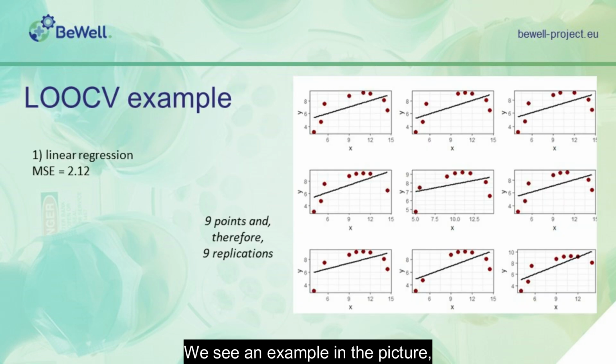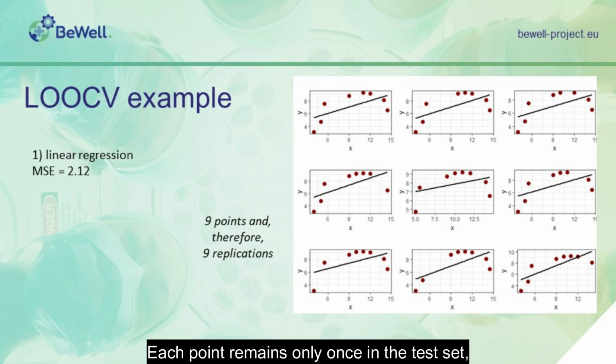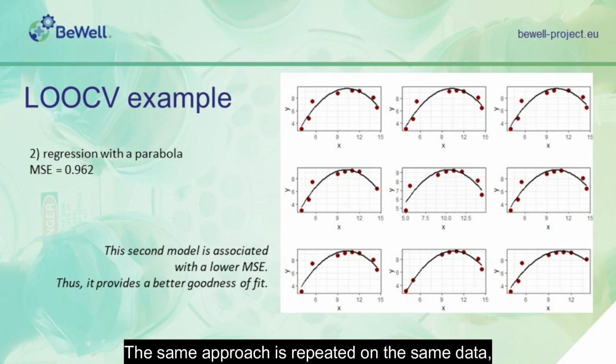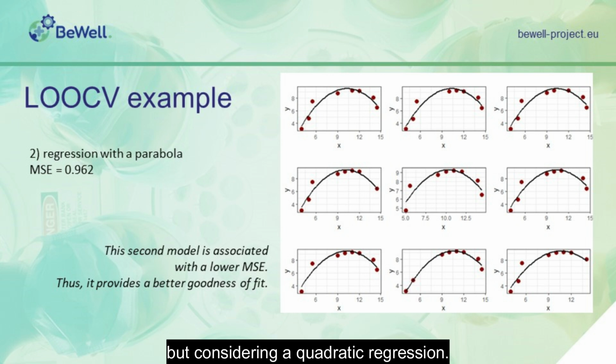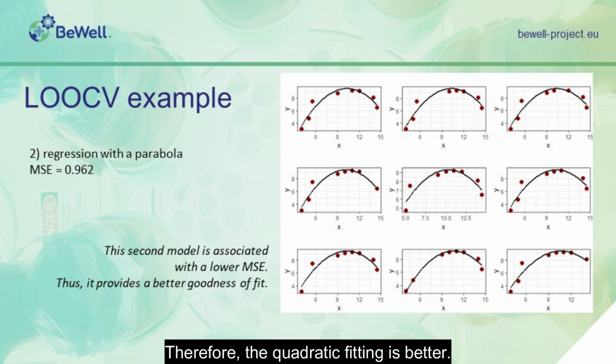We see an example in the picture for a linear regression where we have 9 observations. Each point remains only once in the test set, and the validation is repeated 9 times. The MSE of the leave one out cross-validation is then computed based on the 9 errors. The same approach is repeated on the same data, but considering a quadratic regression. Compared to the previous case, we obtain a lower MSE of the leave one out cross-validation. Therefore, the quadratic fitting is better.